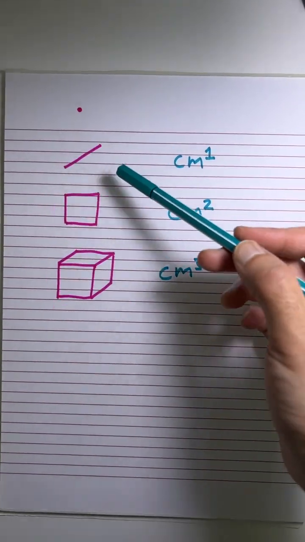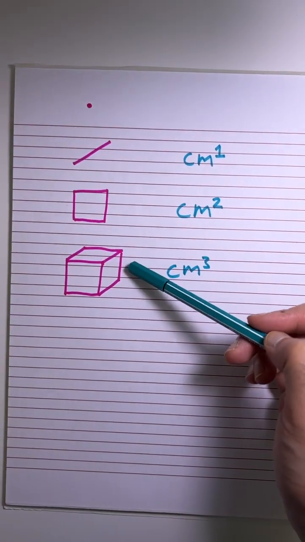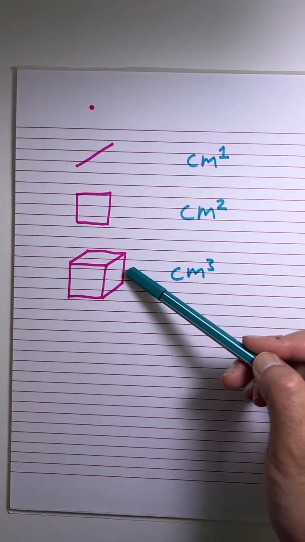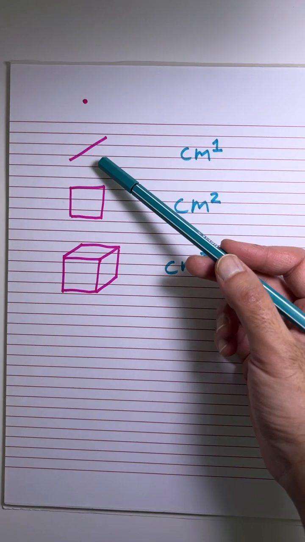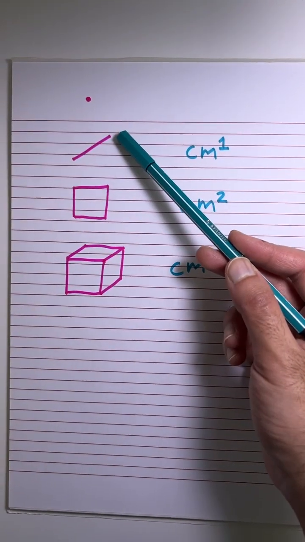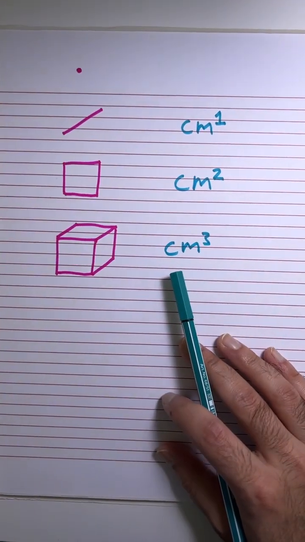So I've got here a line, a square, and a cube. A square, as you know, is two-dimensional. A cube is three-dimensional. You've probably never heard of a line being described as one-dimensional, but it is. It has one dimension. So what are dimensions then?